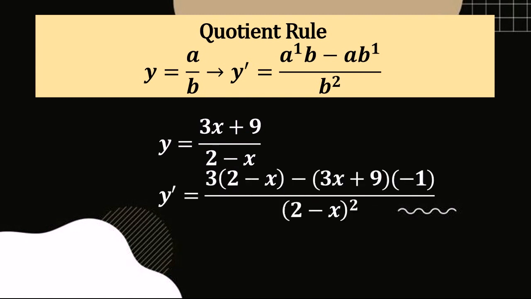It equals 3 times 2 minus x, minus 3x plus 9 times negative 1, over the quantity of 2 minus x raised to the power of 2. Simplify, so the answer is 15 over the quantity of 2 minus x squared.